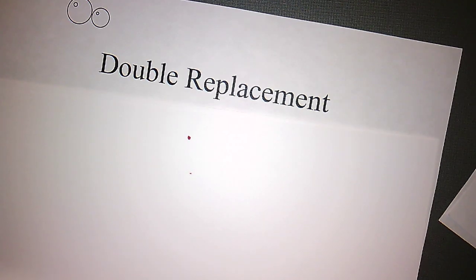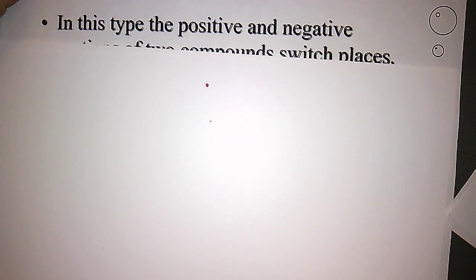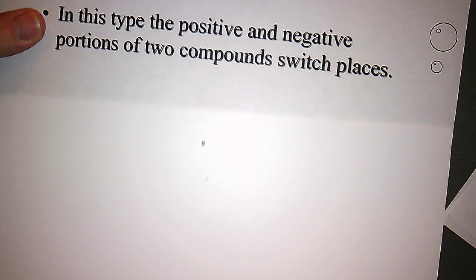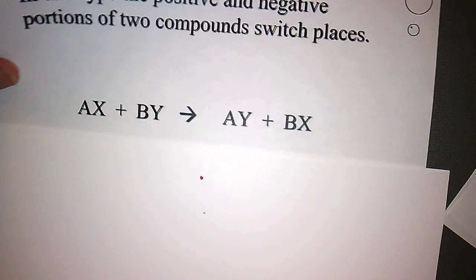And the double replacement. These are ones that can definitely be reclassified into different groups, like acid-base reactions, precipitate reactions, things like that, but that's on down the road. In this type, the positive and negative portions of both compounds switch places. It's kind of like a square dance, okay? These often look the most complicated.